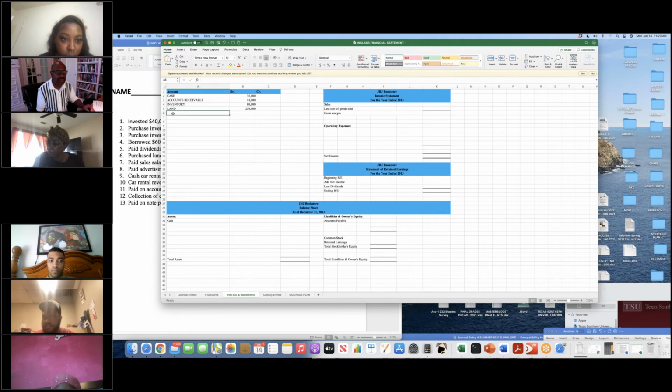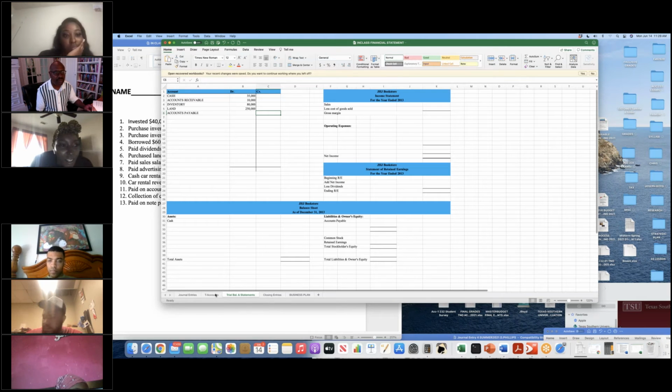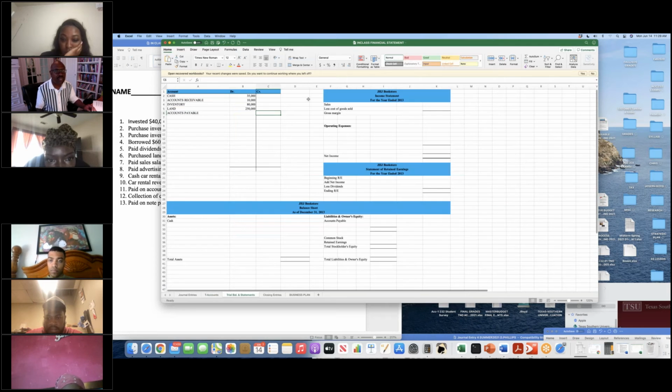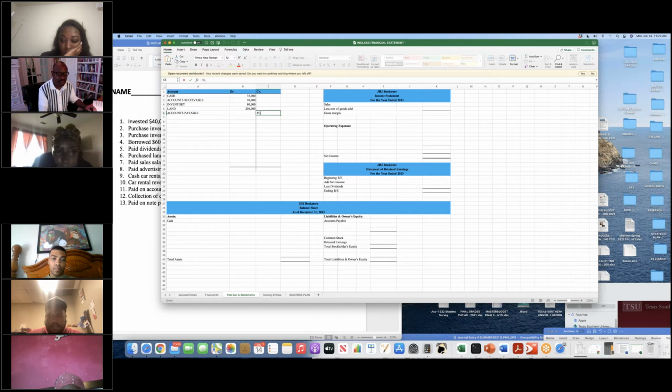Then we move to what? Accounts payable. How much is accounts payable? I got 35,000 credited. Okay, so that's 35,000. Notes payable, 250,000 credited.